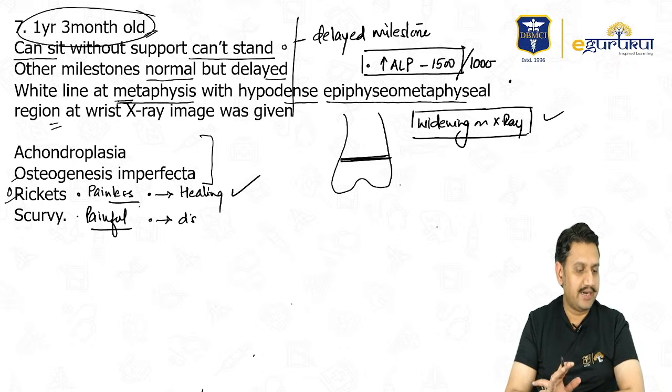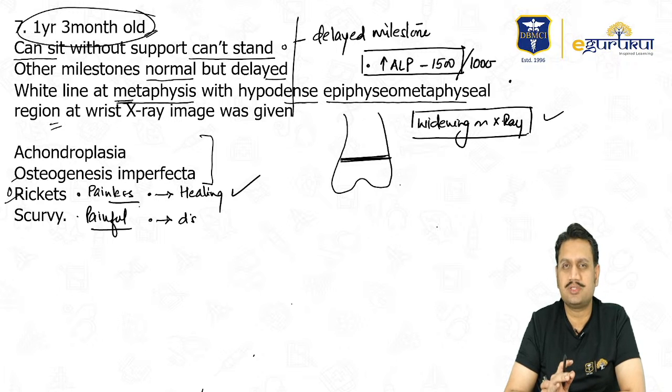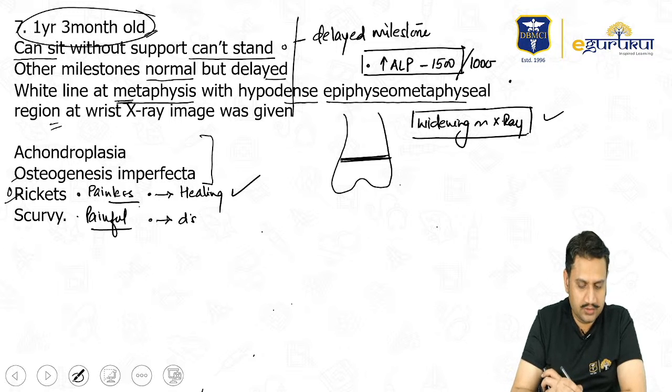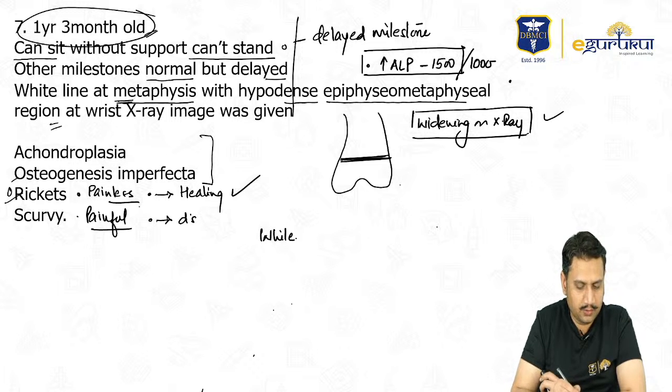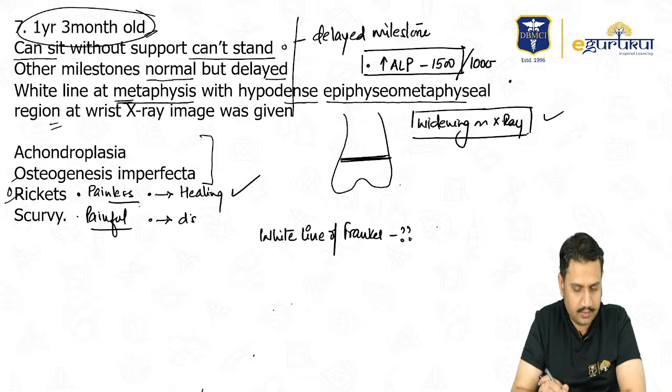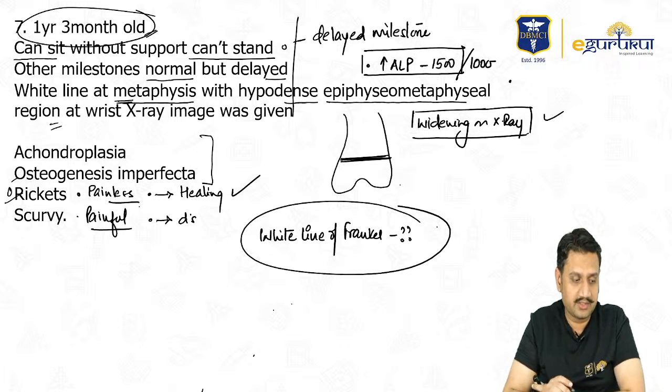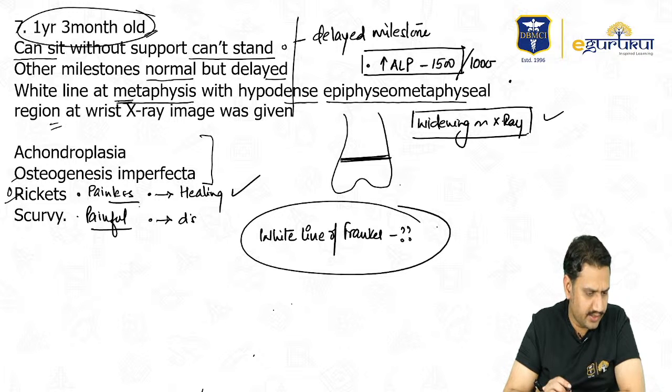Sairam is saying it is the white line of Frankel. Was it mentioned in the question that it's a white line of Frankel? Guys, if you can provide me the input, was it there, was it mentioned? I don't think it was there, because nobody told us that.